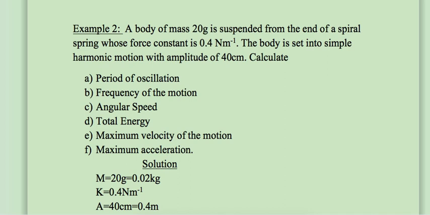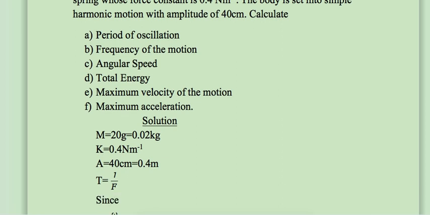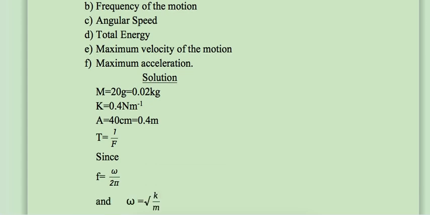0.4 Newton per meter. And also we are given the maximum displacement, which is known as the amplitude, to be 40 centimeter. Now, since the force constant is in basic unit, we need to convert every value to basic unit, which means that 20 grams will be converted to kilogram, and the amplitude will also be converted to meter. So that is what you have on the board here.